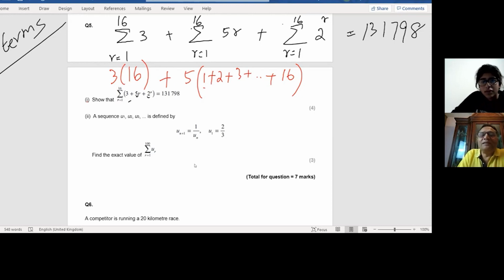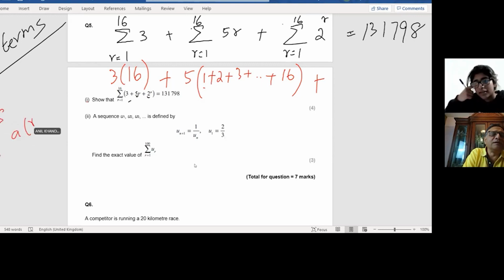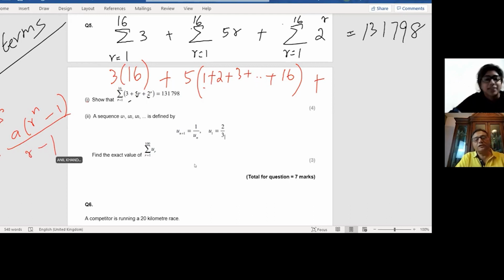And the third one is 2 to the power of r. So it is the sum of a geometric series. You remember the sum of a geometric series? Let me write it: the sum is a times r to the power of n minus 1, over r minus 1. So that's your formula. In this case, the base is 2, right?